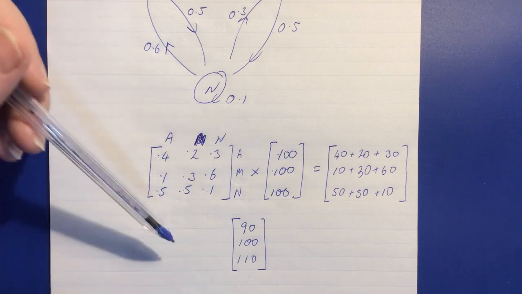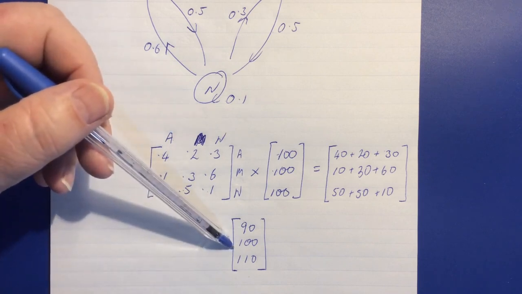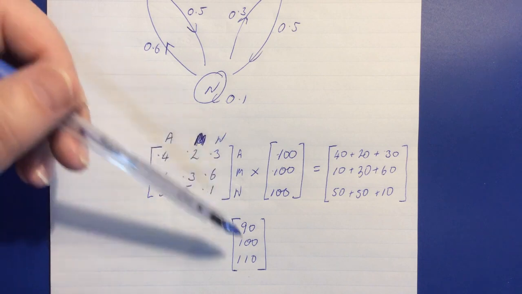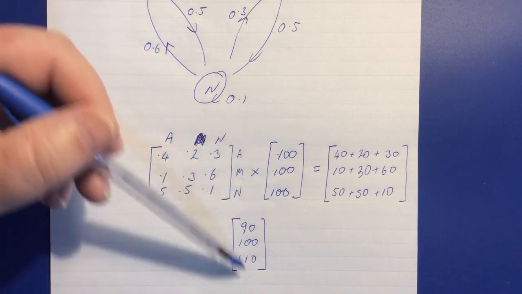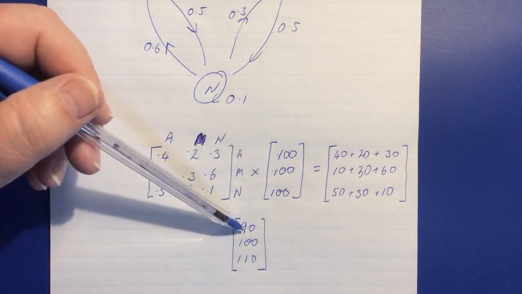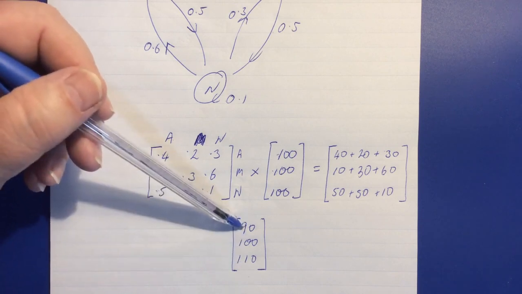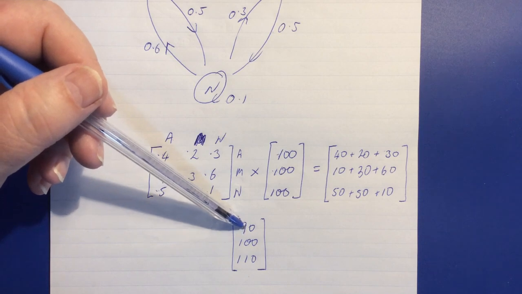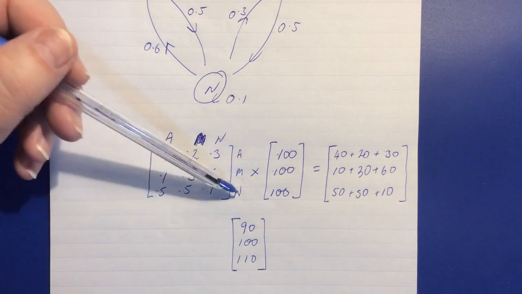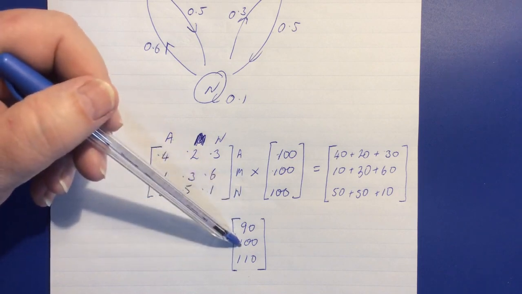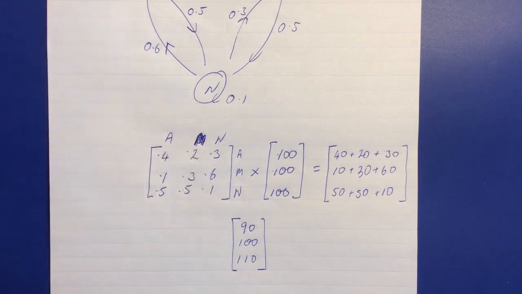Now, the result of that is this matrix here. After the first period, what we find is we still have the same number of people or things, but we find that the numbers have changed. Well, some of the numbers have changed. We have fewer people in group A, we have more people in group N, but we have the same number of people in group M. And that, very briefly, is how a transition matrix operates upon a population.